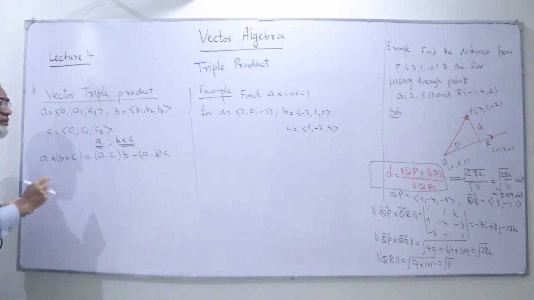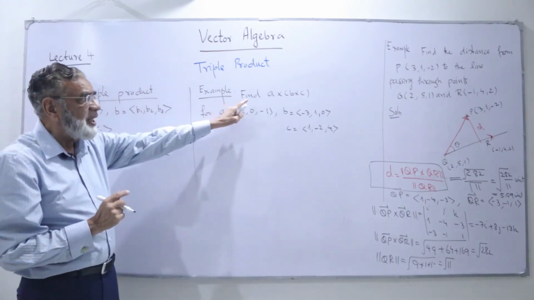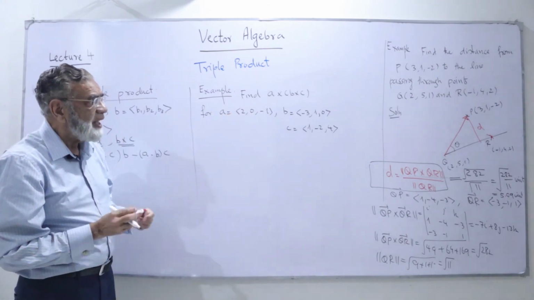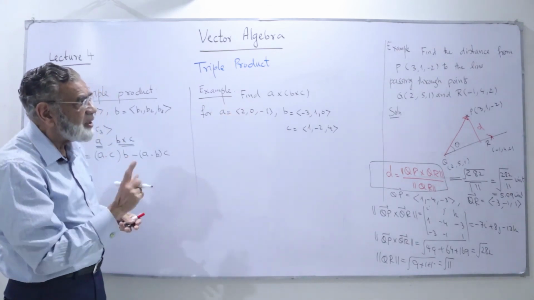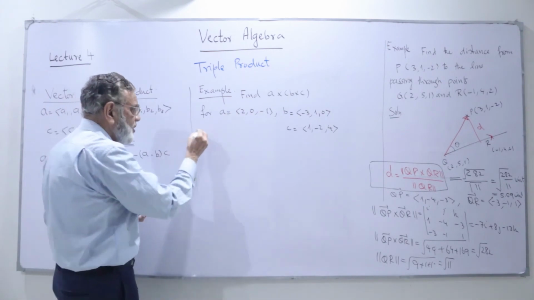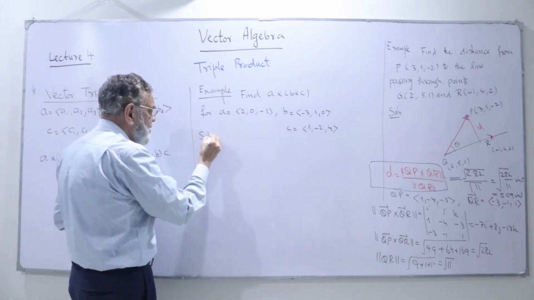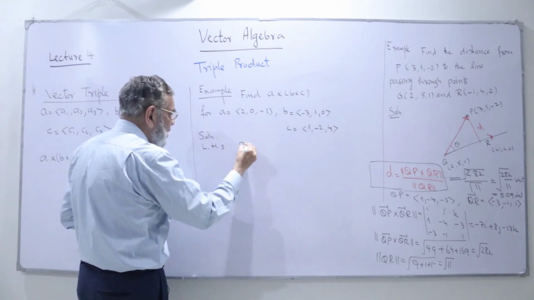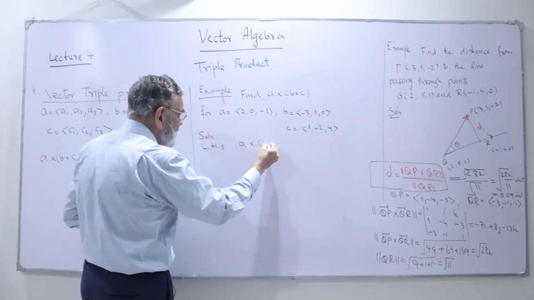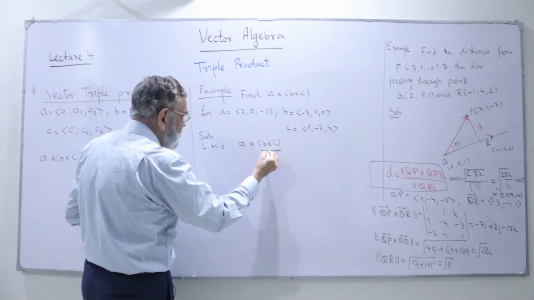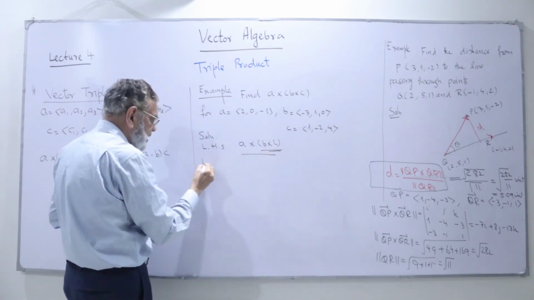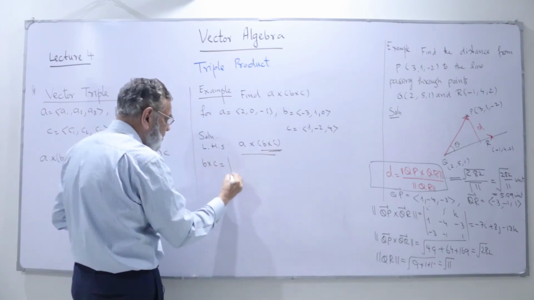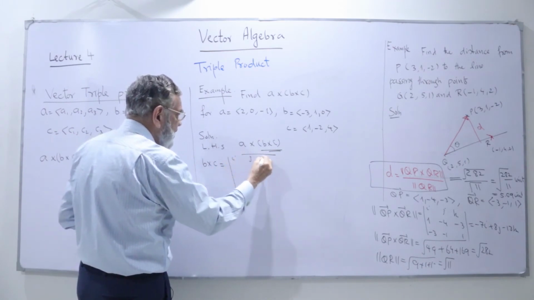So we apply this on the example where we want to find the cross product A cross B cross C. I will try to solve it both ways. First I take the left hand side. Left hand side means I find A cross B cross C by first finding B cross C and then crossing with A.